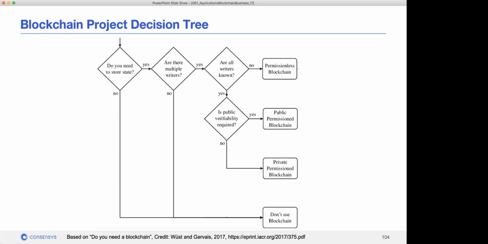And so if you know all of the people who are going to write to the chain, then it's a matter of whether you need to verify publicly what's being written. So you remember how I talked about the use case where you've got supply chain and you want to show provenance and you want the supply chain people to write to the chain, but you want the general public to read. So in that case, you get public permissioned. If it's a closed chain and it's only between participants in the chain, then it's going to be private permissioned. And if everyone can read and write, but you don't know who's going to write, then it's a permissionless chain.